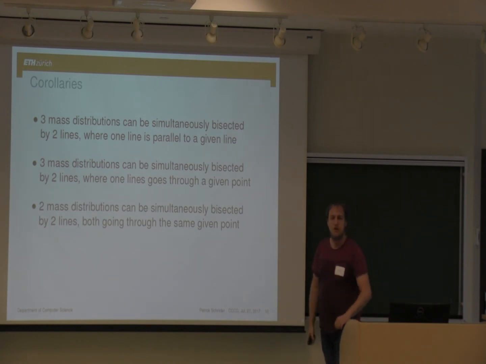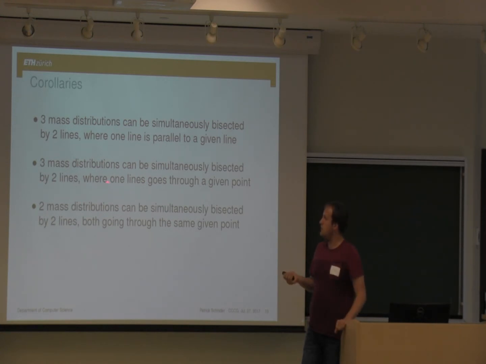So this general idea of using antipodal functions to enforce some other conditions on the space, we could also use to actually enforce some other conditions like two lines, but one line should be parallel to a given line. So for one of the lines, you want to fix the direction. And this is possible, but at the cost of one mass distribution. But we can still do 3 mass distributions with 2 lines with one of them parallel.